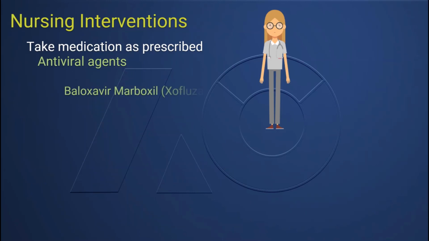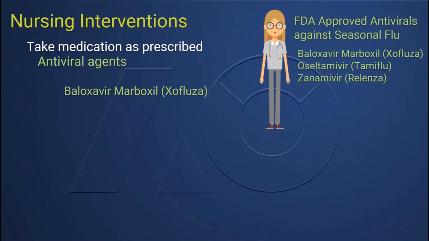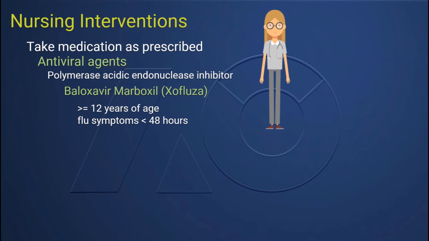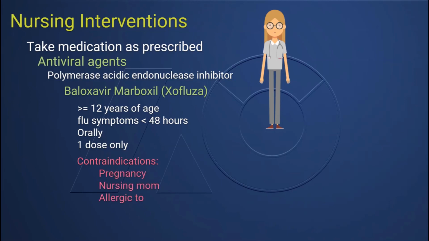Baloxavir marboxil (Xofluza) is the last antiviral medication approved by FDA for treating seasonal flu. Baloxavir marboxil is a polymerase acidic endonuclease inhibitor. It is indicated for patients who are at least 12 years of age with flu symptoms for less than 48 hours. This medication is taken orally and requires one dose only. Baloxavir marboxil is not recommended for pregnant women, nursing moms, people who are allergic to the medication, and those with complicated or progressive medical conditions.